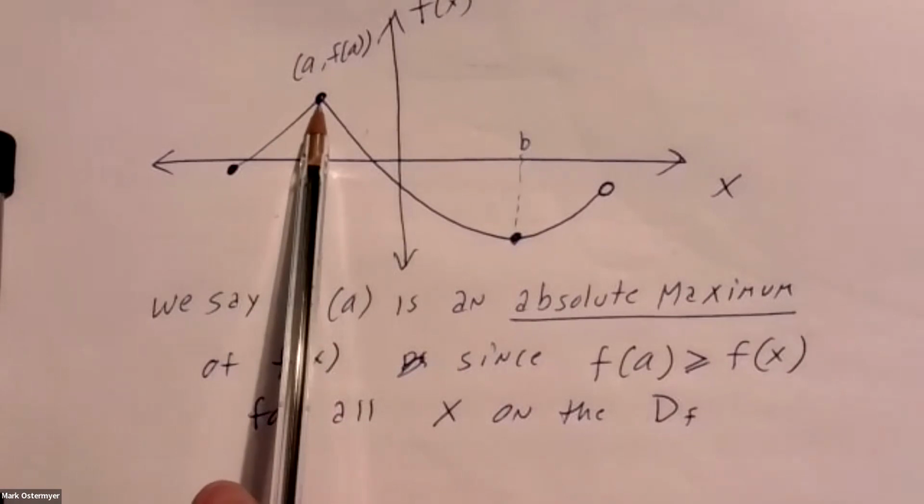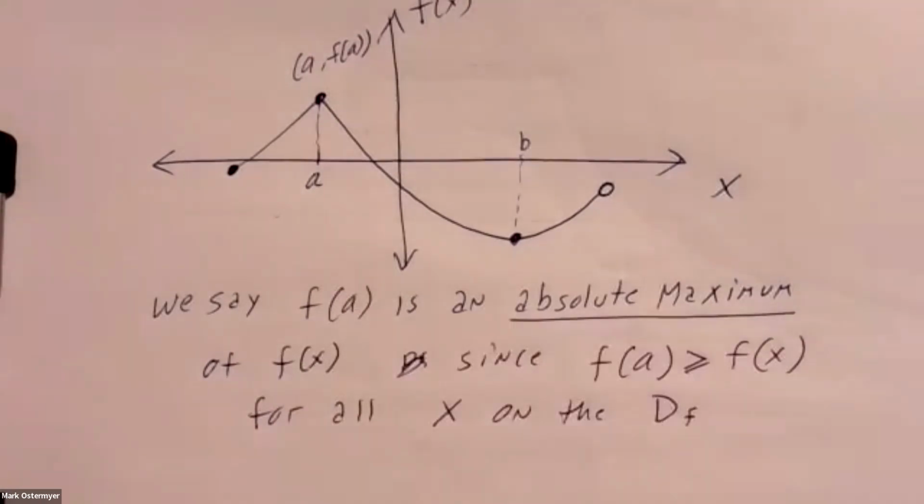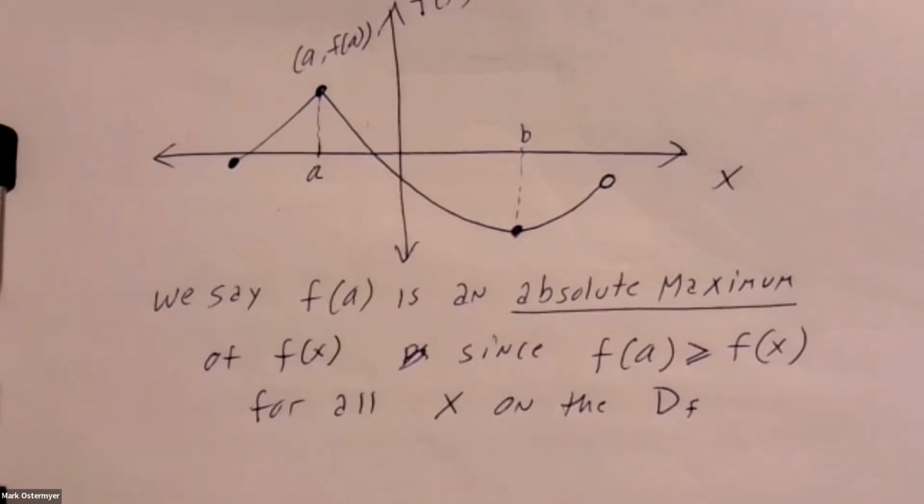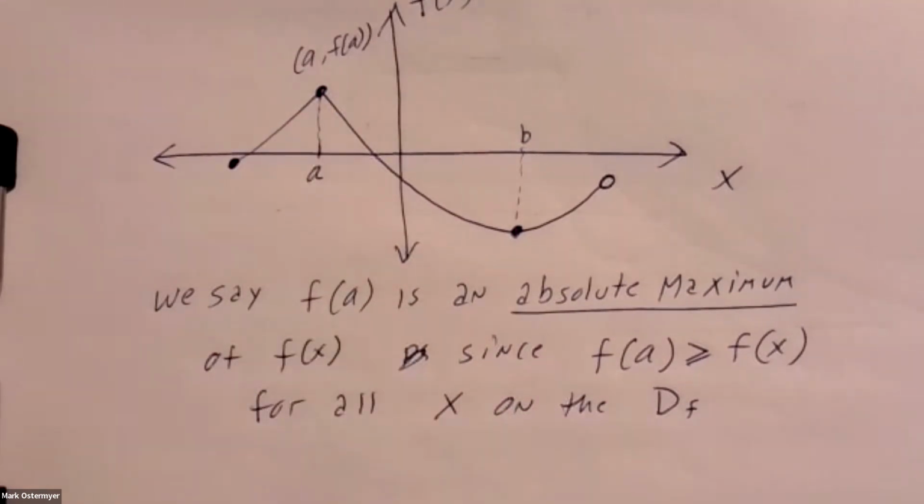An absolute maximum is the absolute highest point on the graph. That's the highest point on this graph right there. There is no point higher on this graph than this point. That's called an absolute maximum. This point is also a relative maximum. This relative maximum also happens to be an absolute maximum. All absolute maximums are relative maximums, but not all relative maximums are absolute maximums.